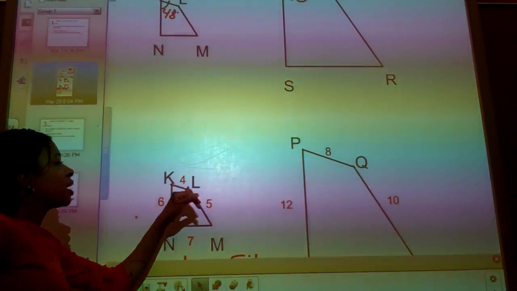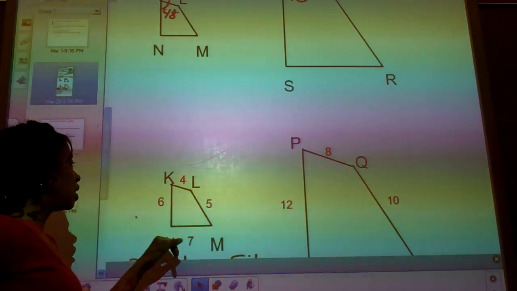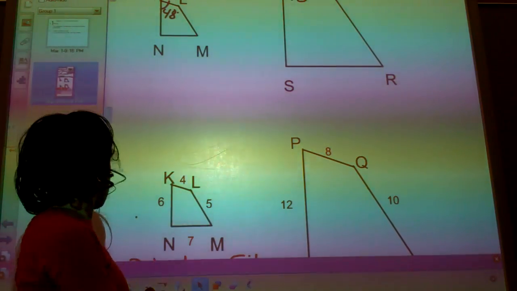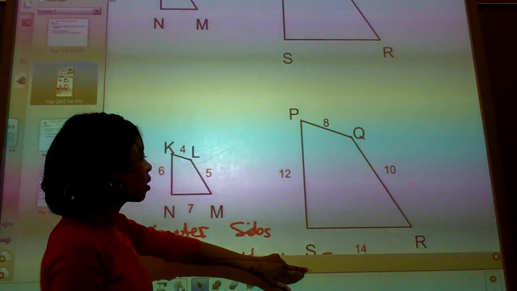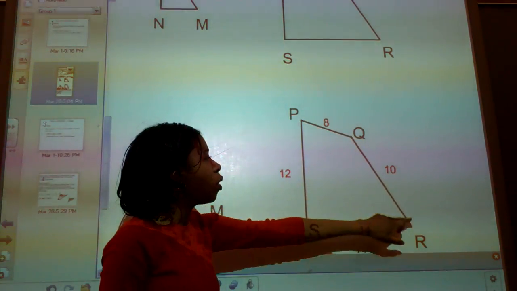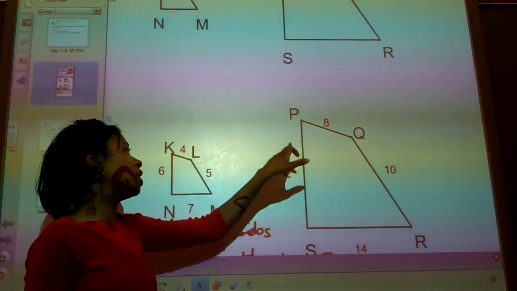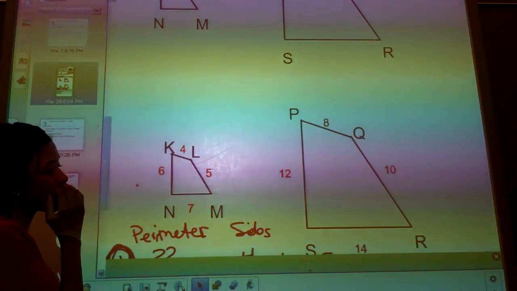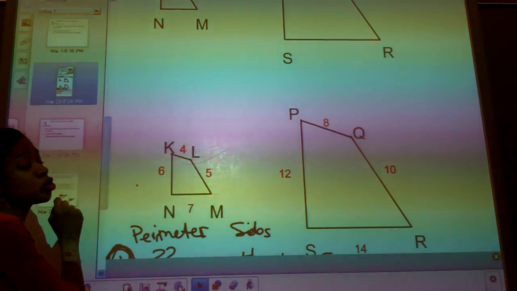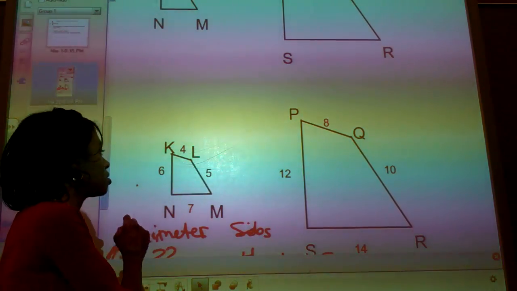Now, if I say KL is 4, LM is 5, MN is 7, and NK is 6, and I'm given the sides for PQ to be 8, QR is 10, RS is 14, and SP is 12, there has to be a proportional ratio, because they are similar.